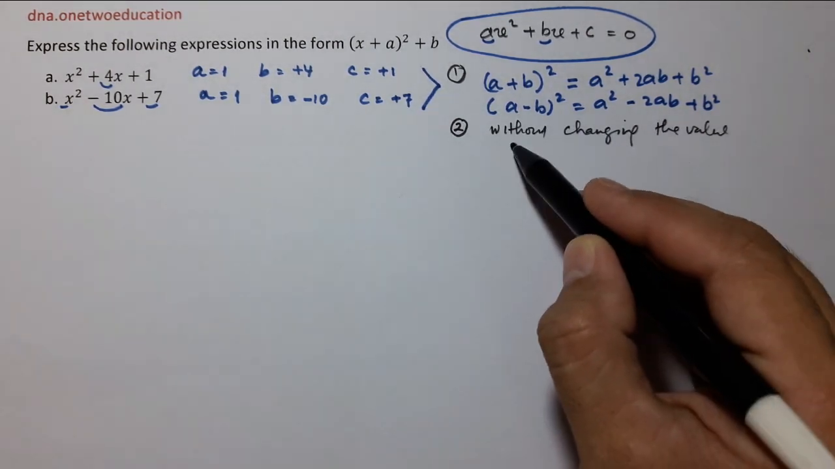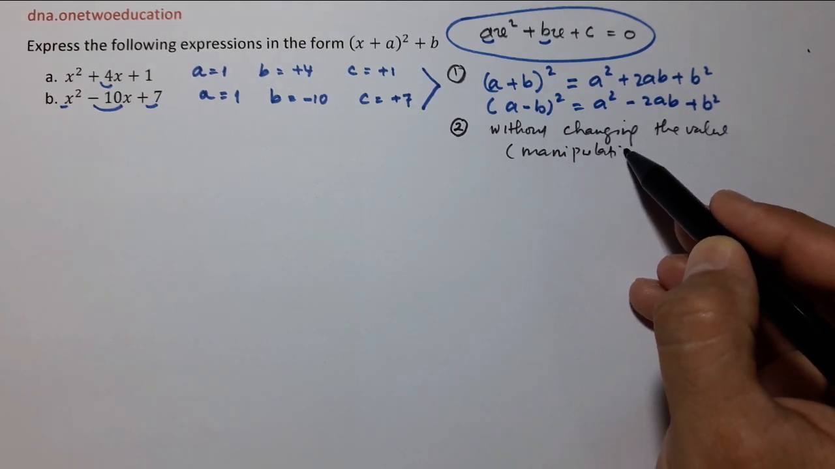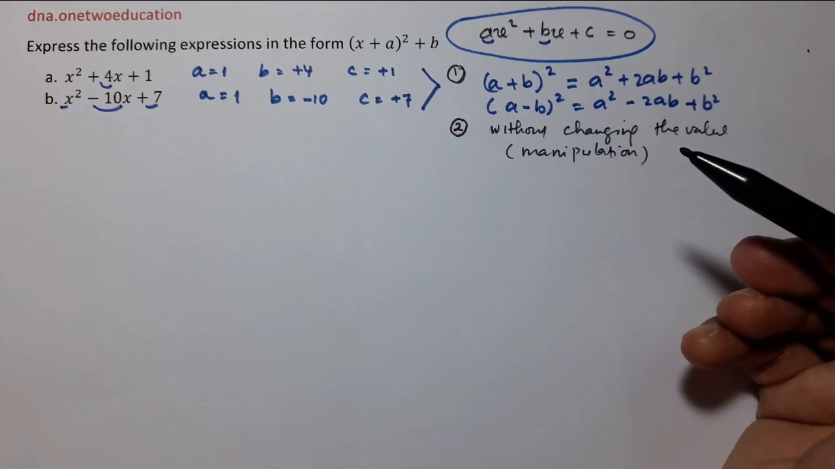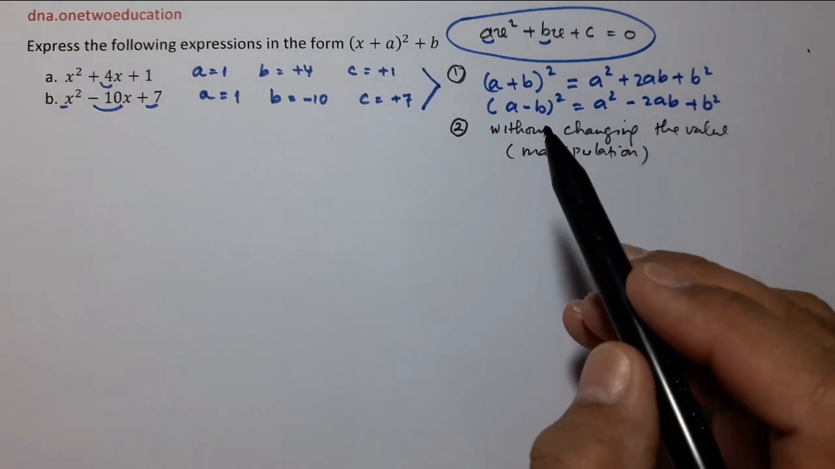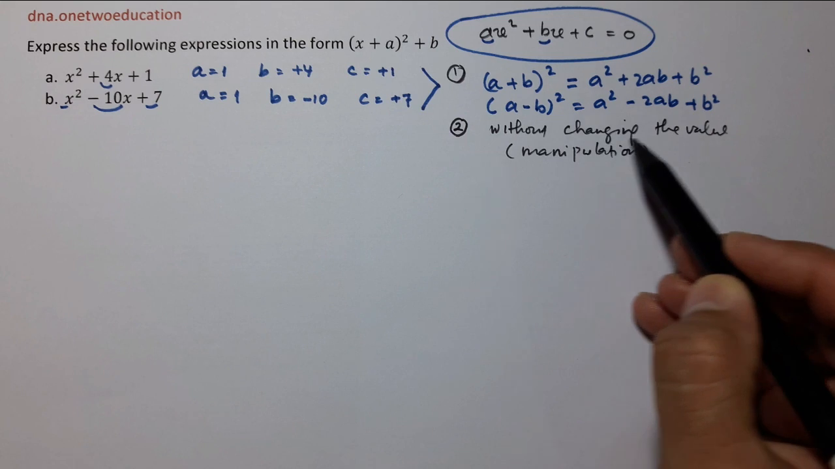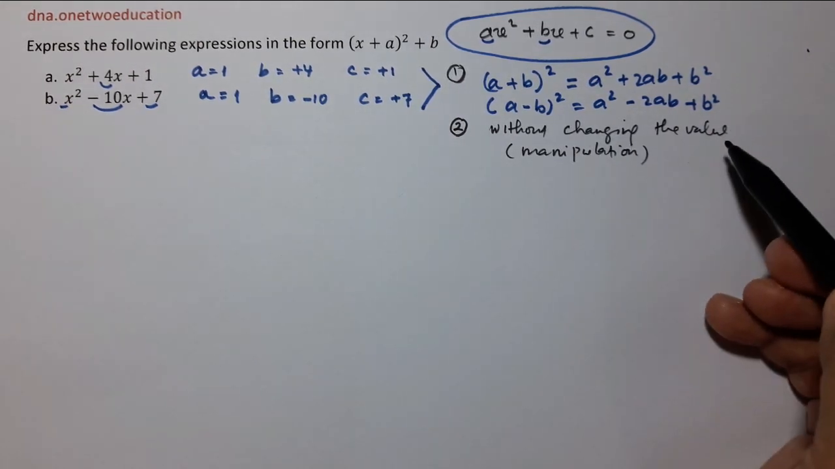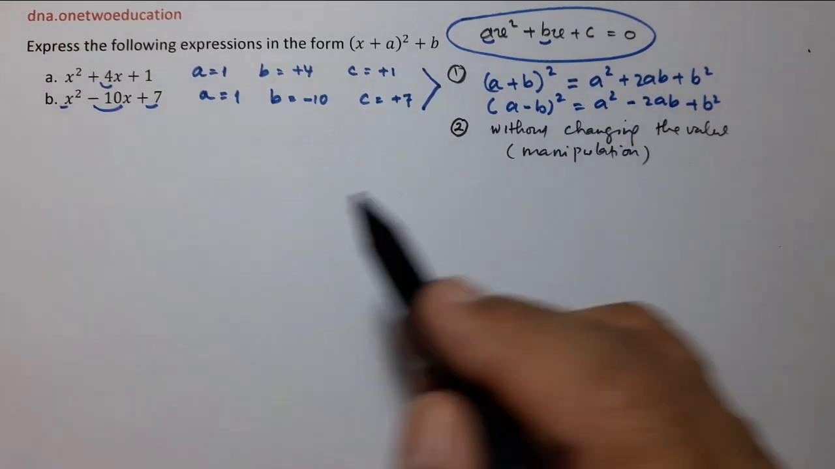That's the key of manipulation. The key of the manipulation, let's say the tips and trick of how to manipulate the quadratic expression, is that you can modify the expression without changing the value. Okay, that's the key. Okay, go to number 1a.